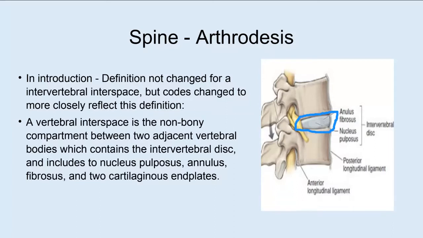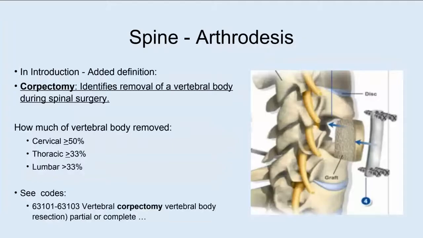So they're getting much more specific in their definitions used in codes. Vertebral segment is the bony area that makes up the vertebra. A vertebral interspace is not bone, but the areas between the bony vertebrae, where the intervertebral disc is located. So some definitions have changed or been added.